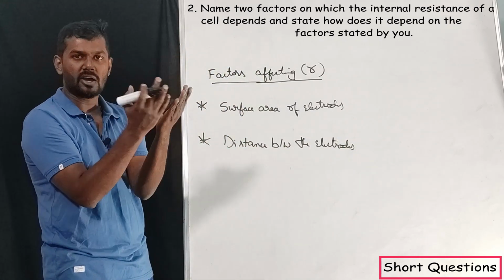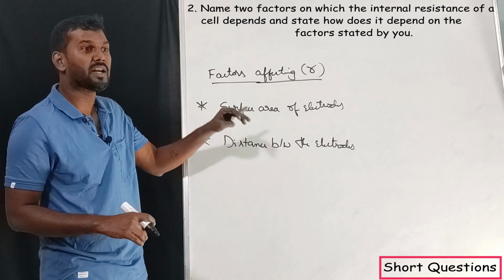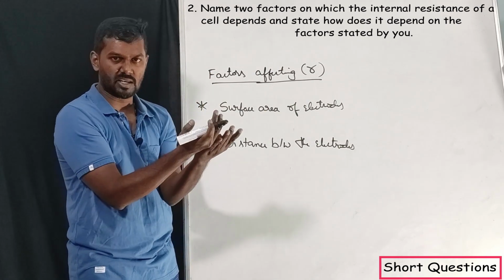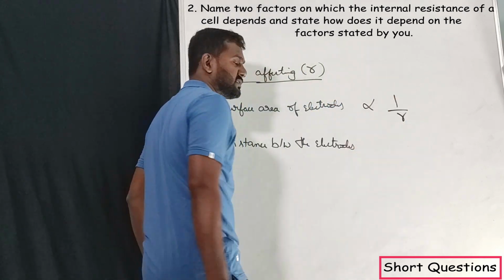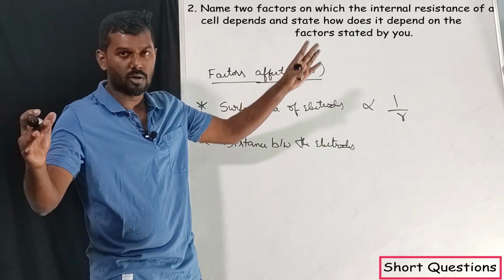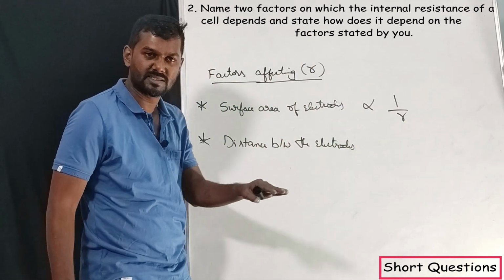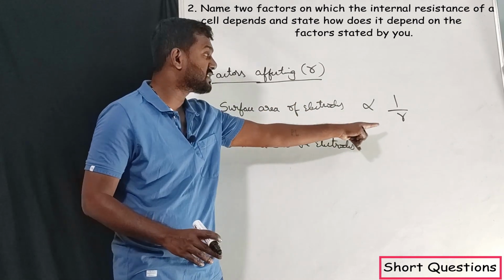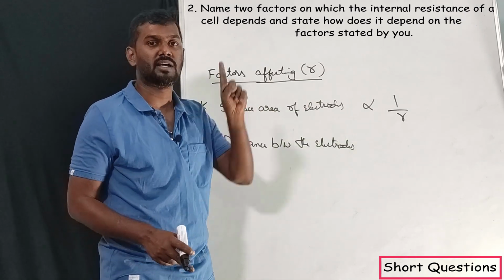The surface area of the electrode, how is that affecting? These are the two factors. Now we are going to state how these two affect internal resistance. The complete surface area of the electrode is inversely proportional to internal resistance. Inversely proportional, that means if the surface area is more, internal resistance will be less. So this is how surface area affects internal resistance. Internal resistance will not affect the surface area, keep that in mind.